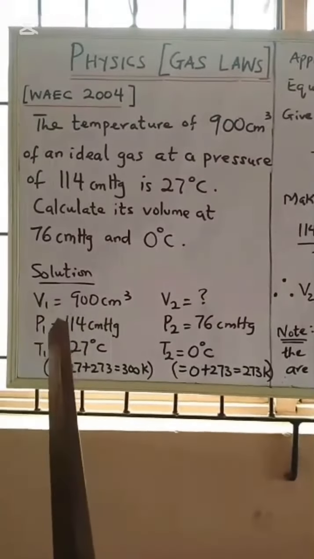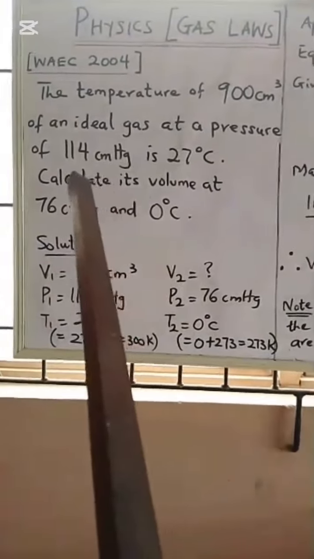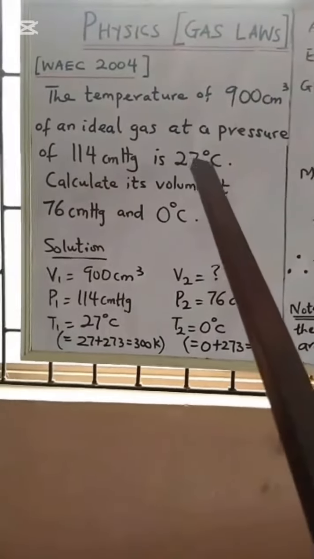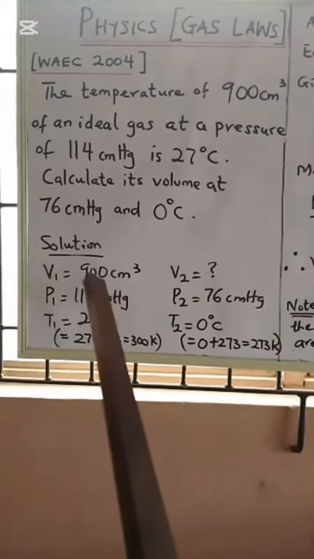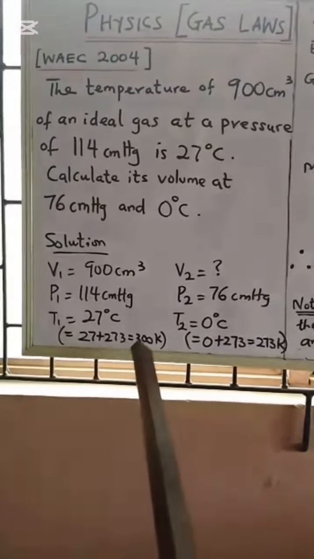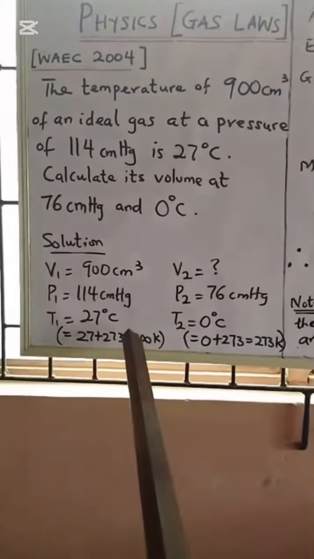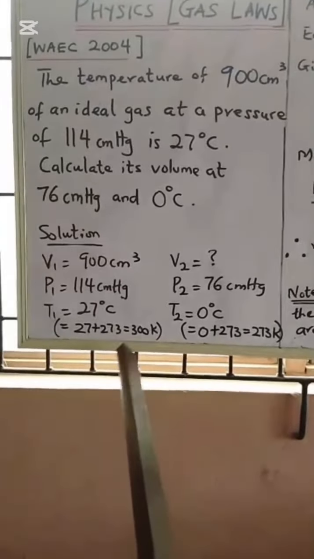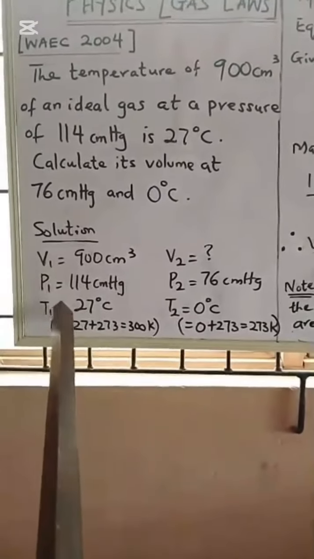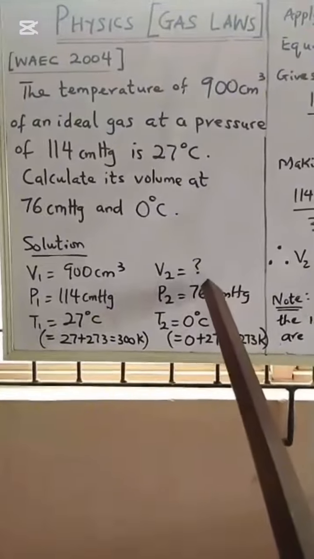What are the values you are given in the question? You are given volume, 900 centimeter cube. So we have, this is our pressure, 114 centimeter mercury. And then this is the temperature, we call it initial temperature. So write out all the values you are given. And please, we use absolute temperature. So convert your temperature in degrees Celsius into temperature in Kelvin by adding 273. Remember that factor, just add 273 to whatever value you're given in Celsius to give you your value in Kelvin. Okay, now we're looking for the new volume.